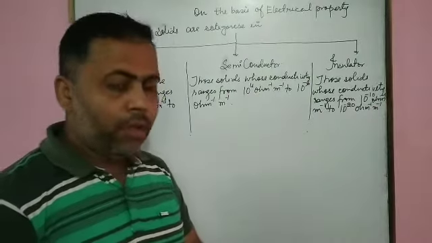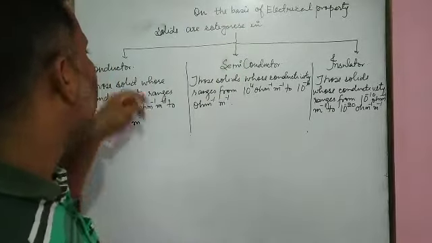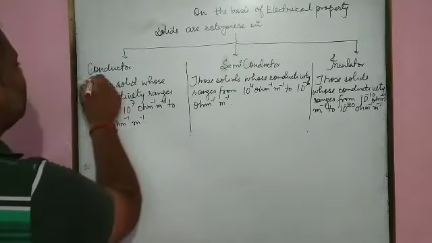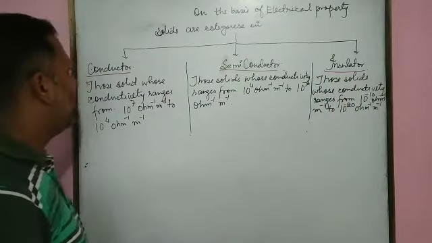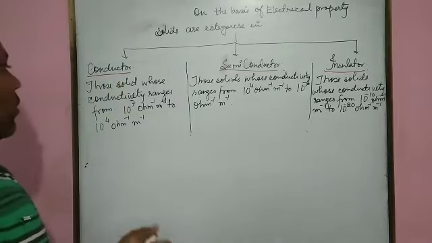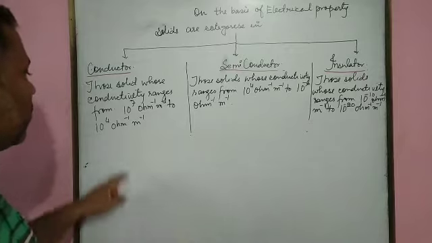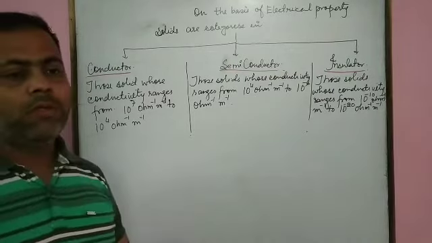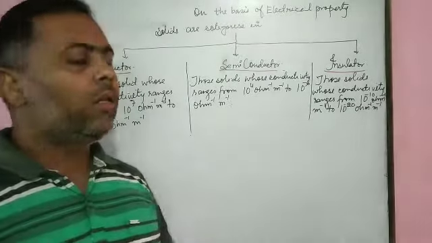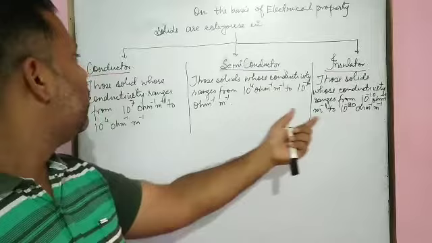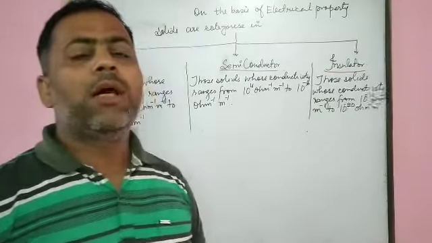What we know is, based on the electrical property, solids are categorized into conductor, semiconductor, and insulator. The conductor's conductivity ranges from 10 to the power 7 ohm inverse meter inverse to 10 to the power 4 ohm inverse meter inverse. They are good conductors. In case of semiconductors, their conductivity is intermediate between insulator and conductor. Next, insulators are the poor conductors.